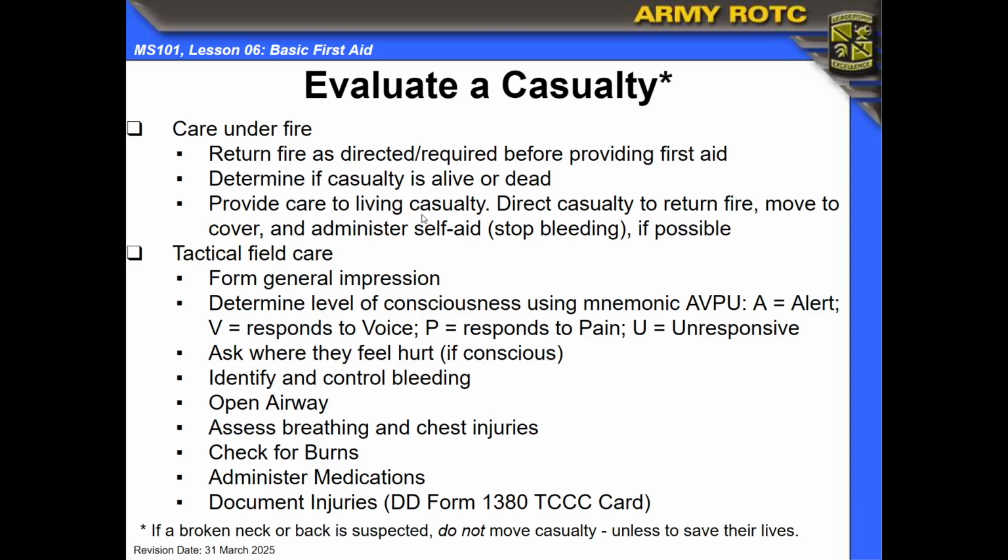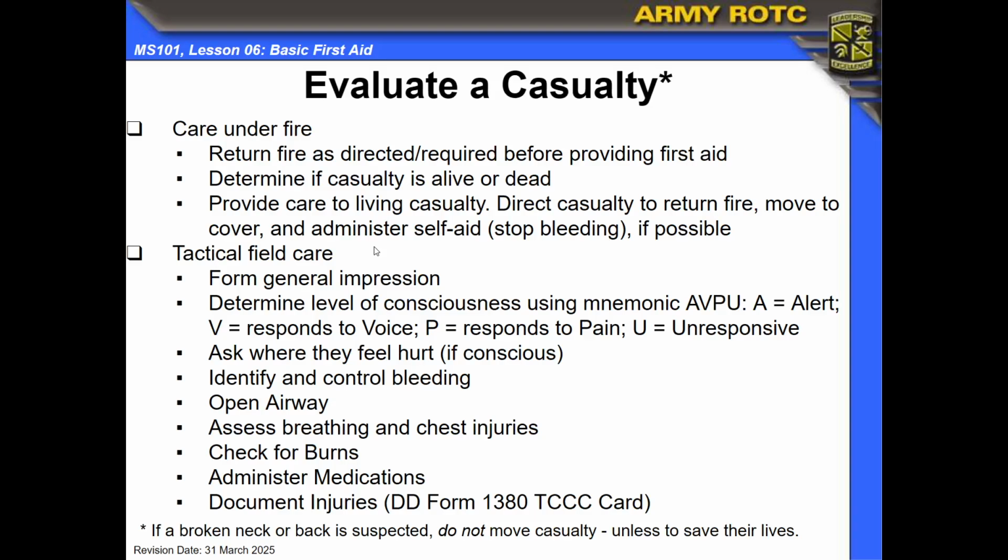I do want to clarify: a casualty does not mean they're dead. Coming from the civilian world, you hear casualty, you think they're dead. It just means they're combat ineffective and they're wounded in some way. That's casualty.